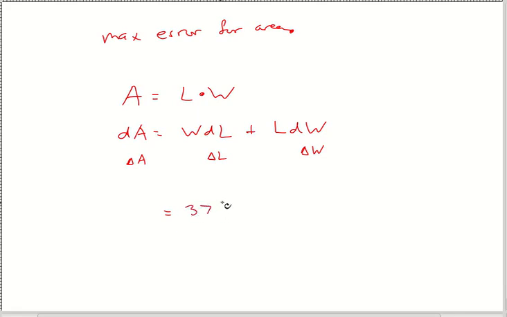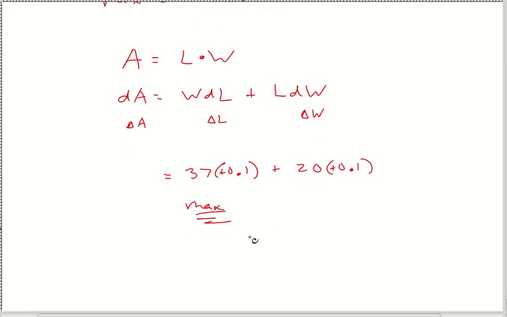So then we got 37. My change would be that 0.1. And then I got that 20. Again, that change would be a 0.1. Now, this could be a plus and a minus, but to maximize it, I'm going to have them both positive so that they both increase the more to see what that maximum is. Again, you're wanting the biggest number possible. The only way to make that happen is both of them be positive. Calculator, and I got 5.7 centimeters squared. That's a delta area. That's an error for my area.